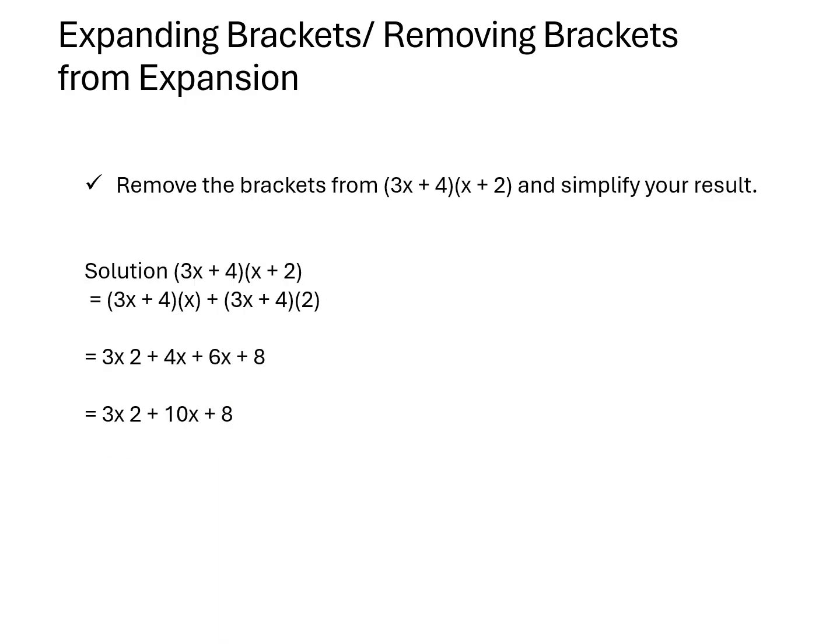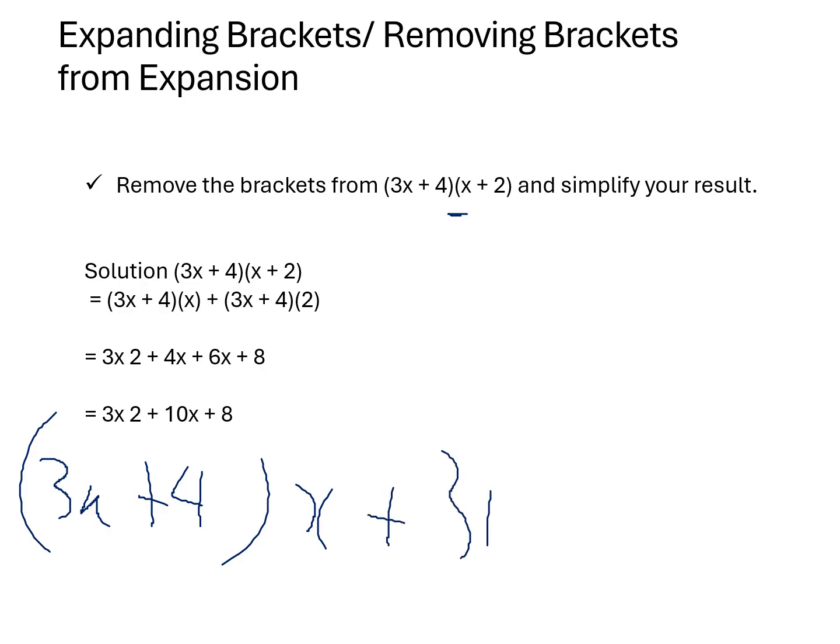Okay, let's remove this bracket as well. So let me write it, even though it's typed there, but let me write. So it's 3x plus 4. We're going to multiply that by x. This is from the dot, right? Plus 3x plus 4 again. Close the bracket. And we're going to multiply that by the 2.